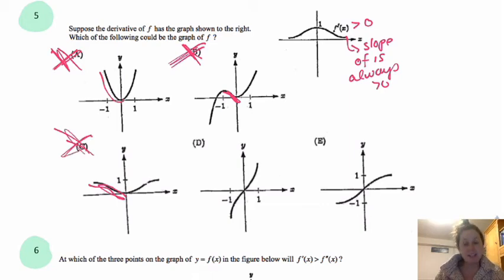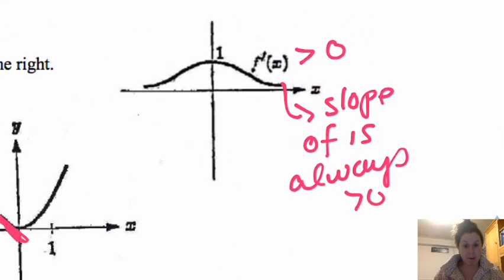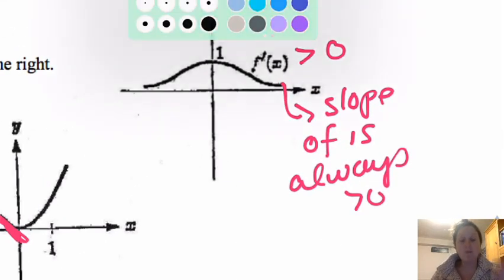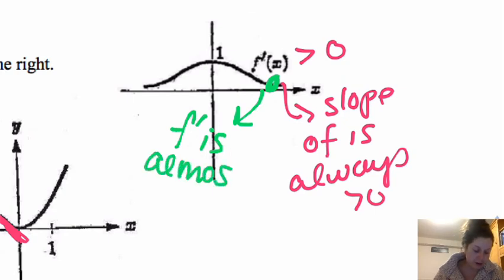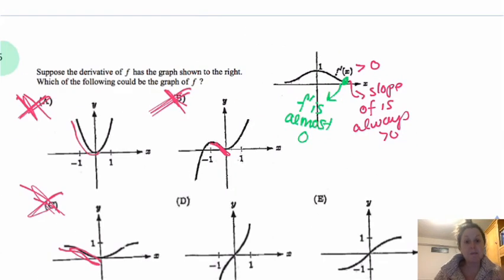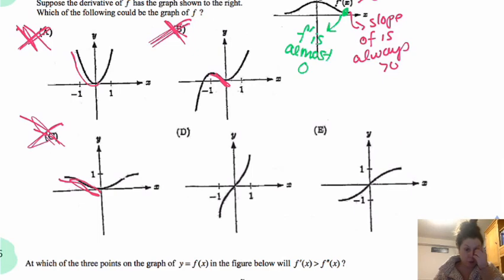Now, deciding between these is weird because they seem like they're the same shape. So here's what I would do if you're stuck on that. I would pick a value and see what the slope is around there. So like, let's say I pick this value out here toward the end of the graph. Do we see that that slope, or f prime, is almost 0 there? Right? F prime is almost 0. So since f prime is almost 0, that means my slope out at the end should almost be 0.